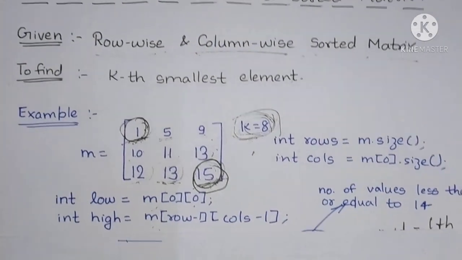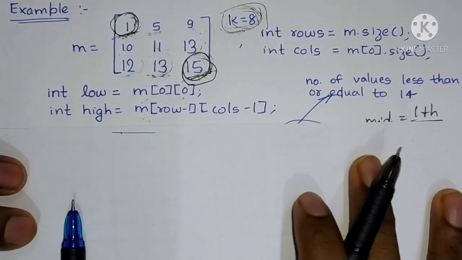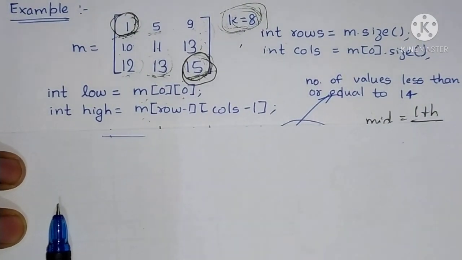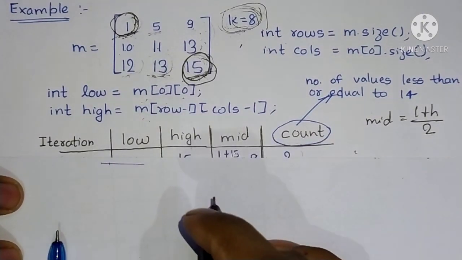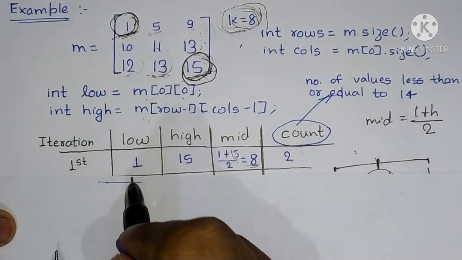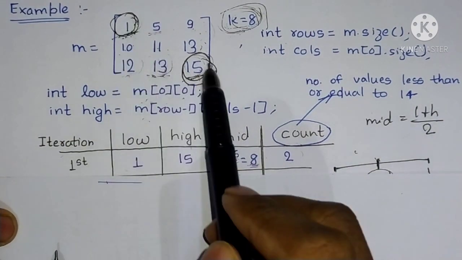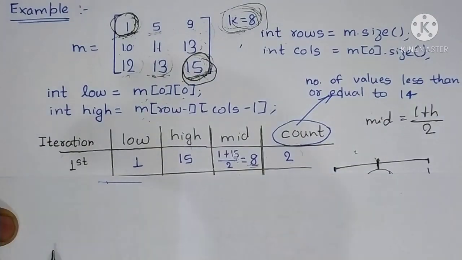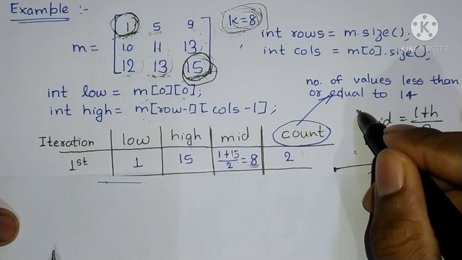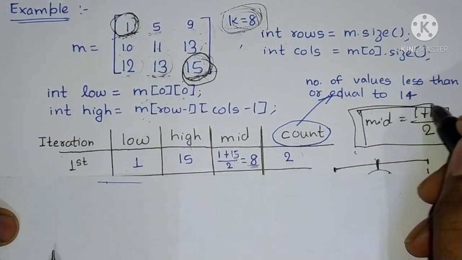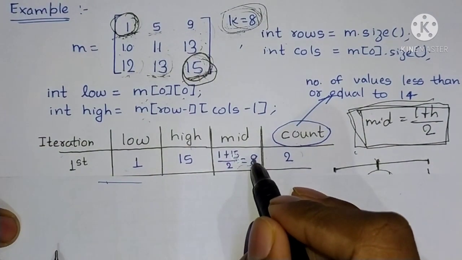Okay, so after getting these numbers, what can we do? We have to apply binary search on this. So let's say that our low value is 1 and high value is 15, because here it is the minimum and the maximum values. Now we calculate the mid value. Mid value will be L plus H by 2, means low plus high by 2. So we calculate mid to be 8.